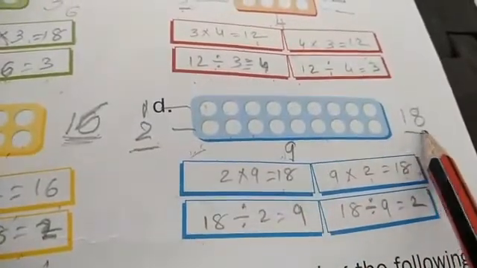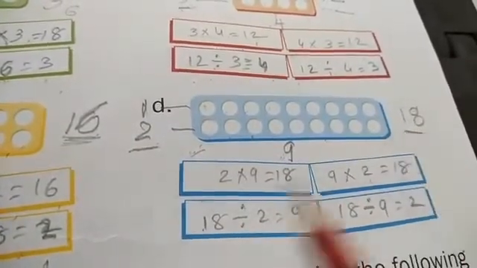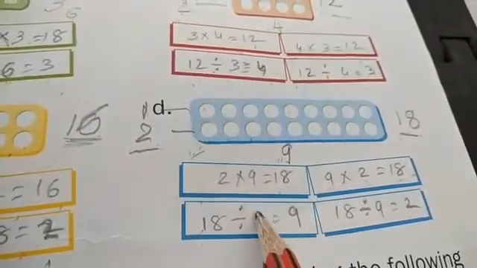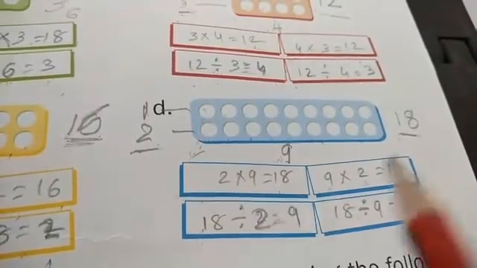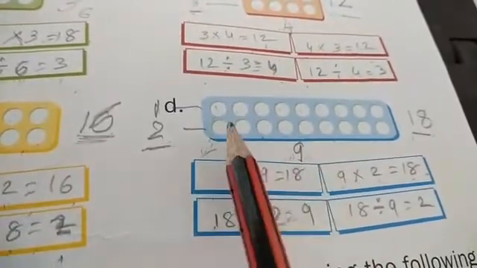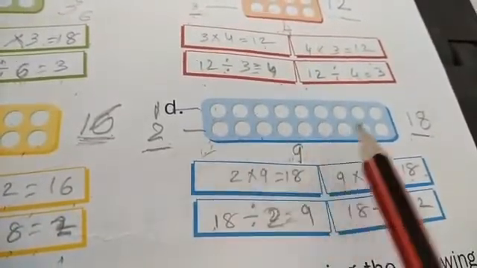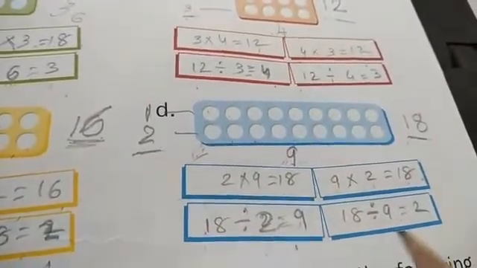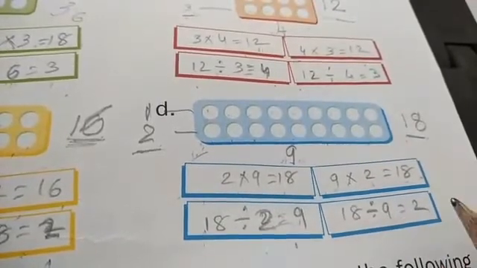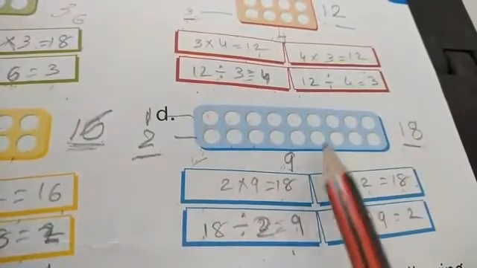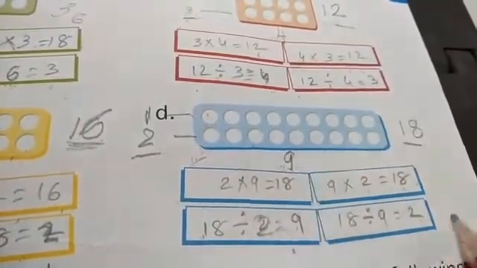How many are there? Total 18. 18 divided by, how many groups we divide here? 2 groups. Very good children. Next, how many in each group? 1, 2, 3, 4, 5, 6, 7, 8, 9. 18 divided by 2 is equal to 9. And also 18 divided by 9 is equal to 2. 9 is equal to how many rows? 2 rows. Okay children? Are you understood children?